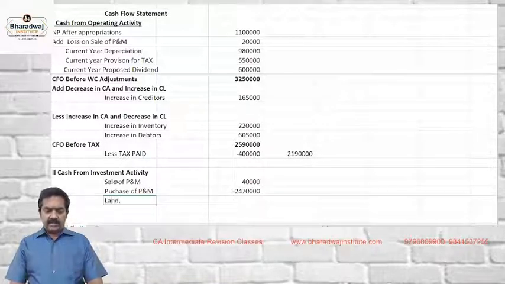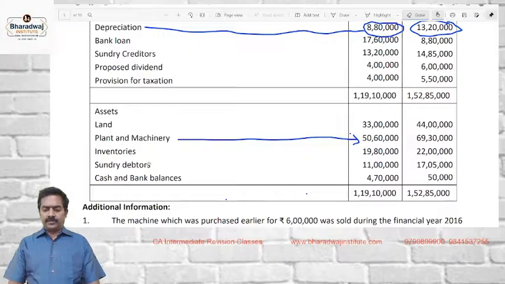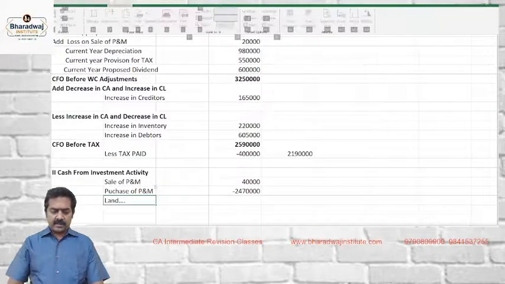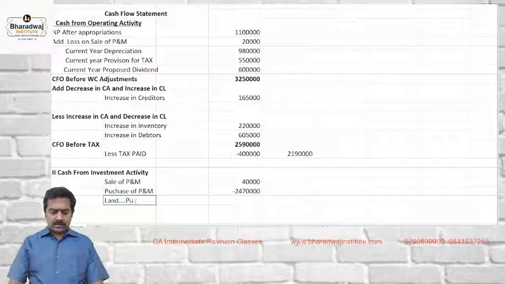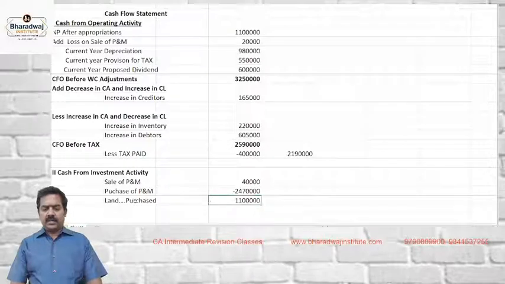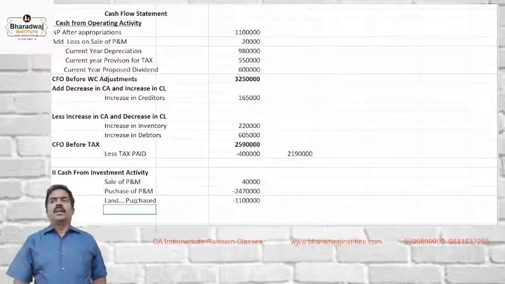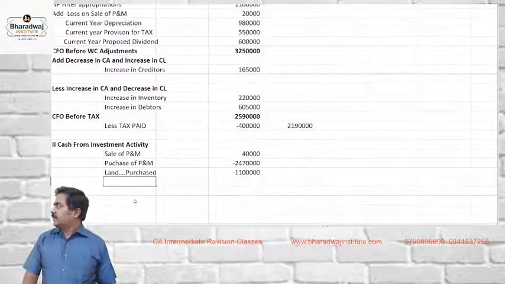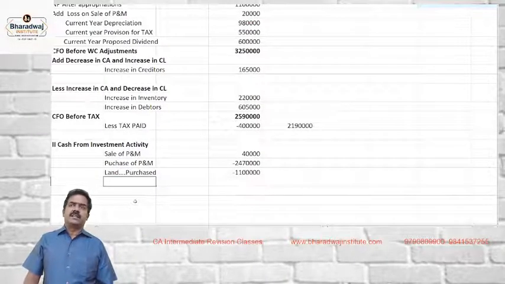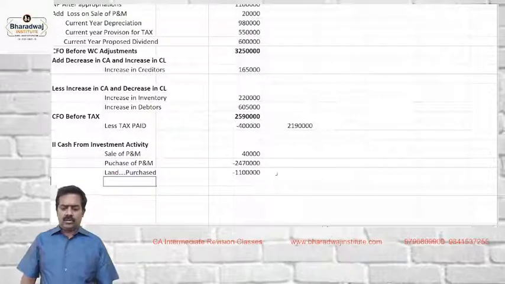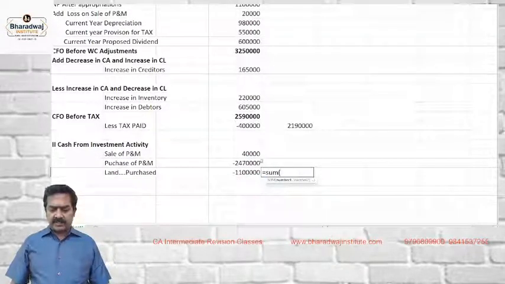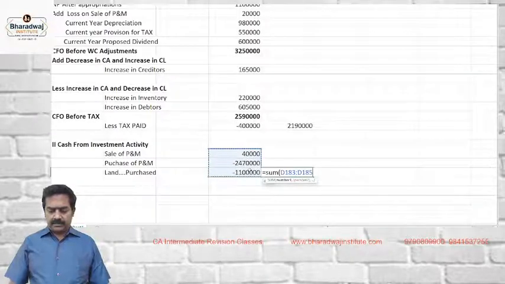Then land, is it purchased or sold? 33 lakh, 44 lakh, land purchased. For how much? 11 lakhs. Then, any income from investments, like interest received, dividend received, rent received? No other thing. So this will give us cash from which activity? Investing activity.